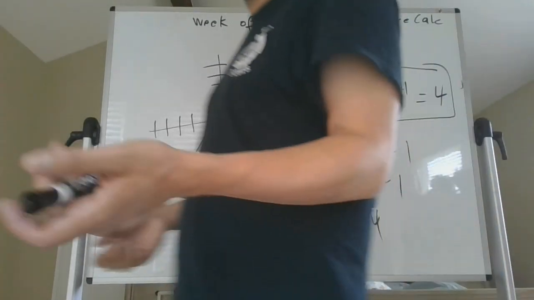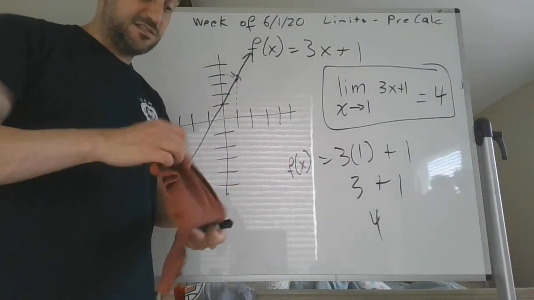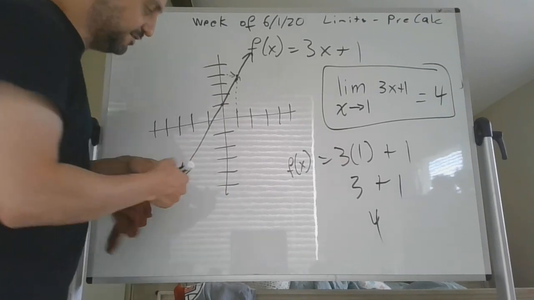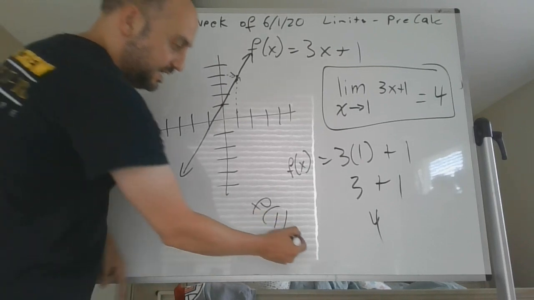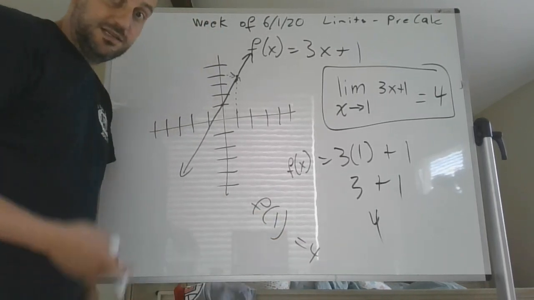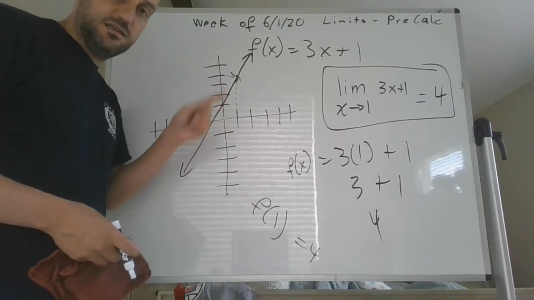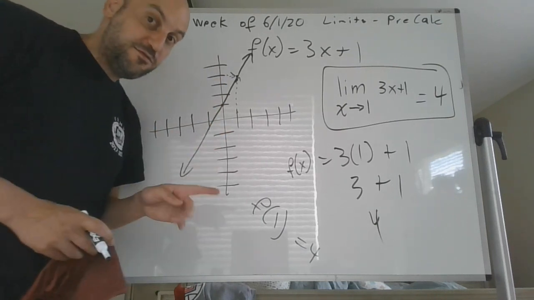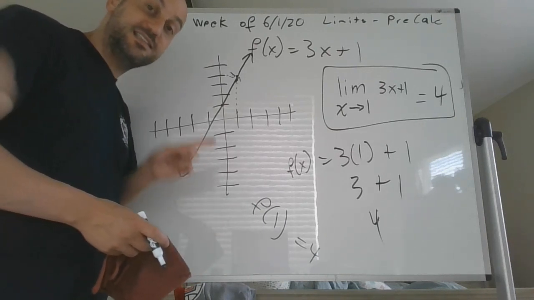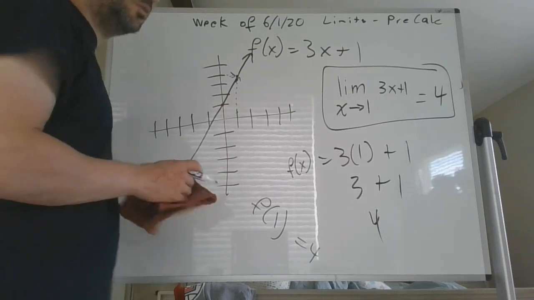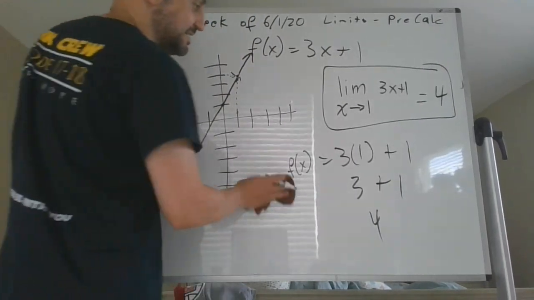So you may be saying, well, what's the difference? You're just plugging it in. True, and really there isn't, because the value of f of 1, meaning when x is equal to 1, is equal to 4. So clearly the limit is 4 in this case, because it's a straight line, it's continuous. However, that won't always be the case. You're thinking, well, no, it has to be the case. Not necessarily. You'll see a graph where that's not necessarily the case.